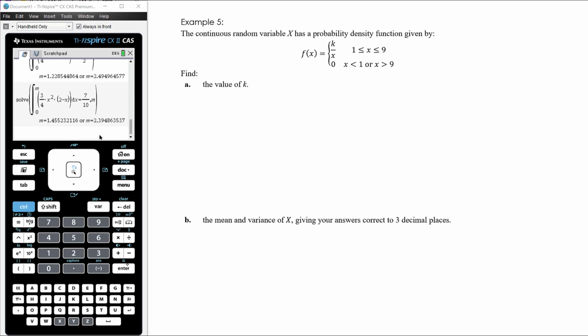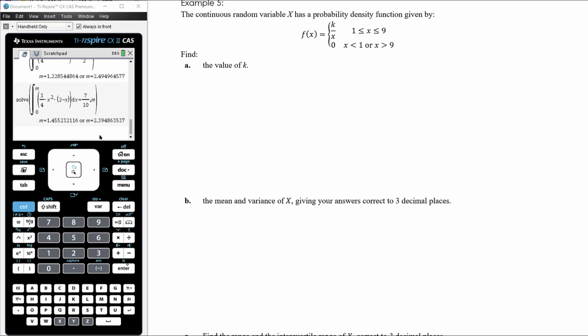Continuous random variable x has a probability density function given by this. First of all, find the value of k. If there's an unknown value in the probability density function, you're going to have to use the fact that the total area has to be 1. I'm going to use my CAS to solve these, because I want to get through this theory and these ideas rather than do the nuts and bolts of the algebra. So we know that the integral of k on x from 1 to 9, which is the total domain of the function, has to be 1. And from that we should be able to solve for k.